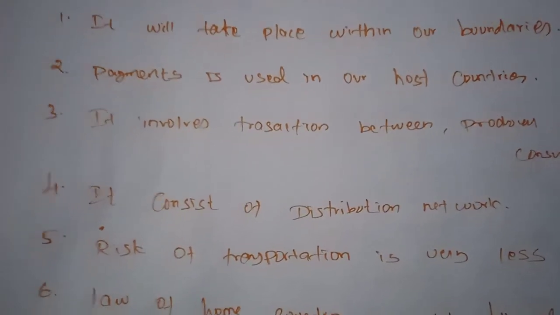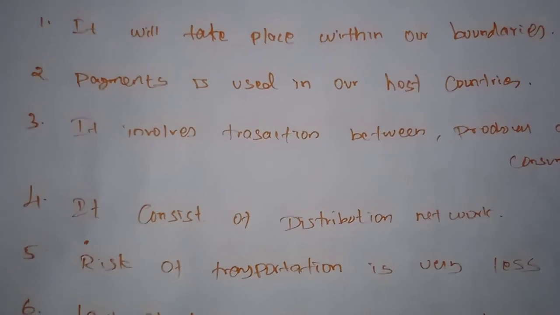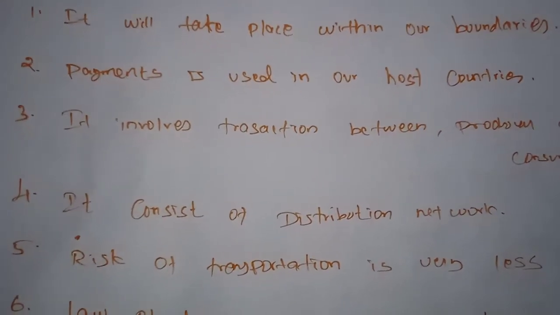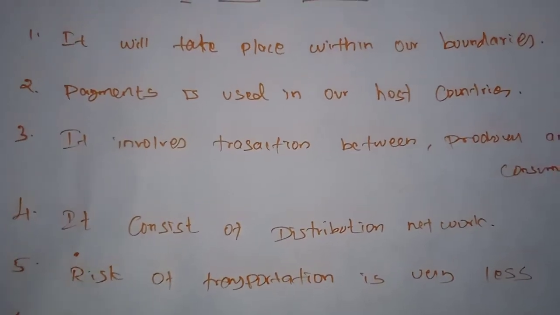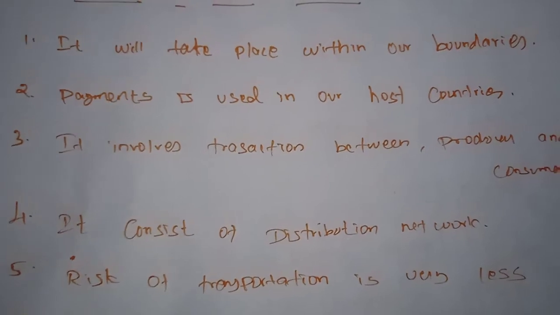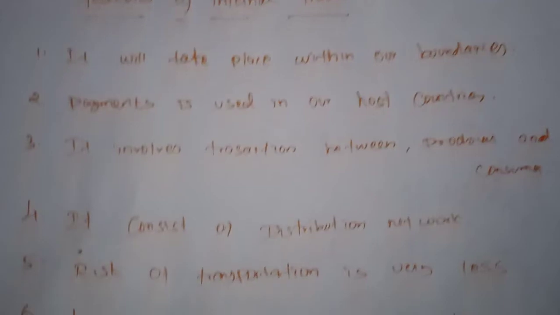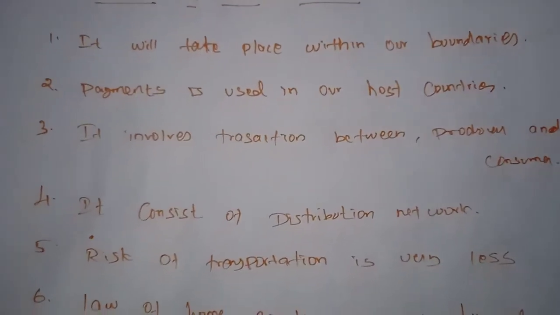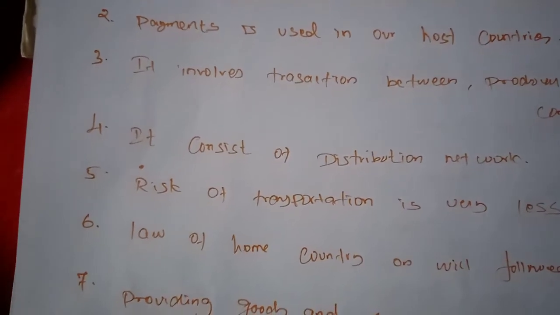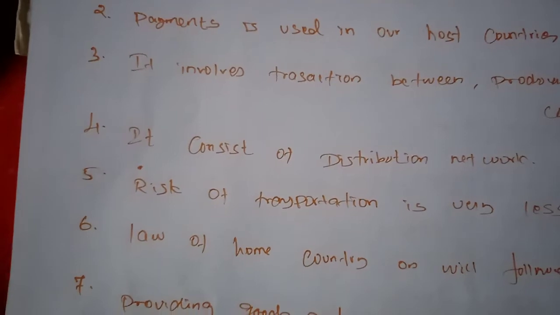Even if the product is produced by the producers of our home country, some middlemen will be involved. Without them, the produced product will never come into the hands of the consumers. So from the producer to the wholesaler, from the wholesaler to the retailer, and from the retailer to the consumer, the consumer will get that product. Next, it consists of a distribution network, middlemen and agencies engaged in the exchange of goods and services.